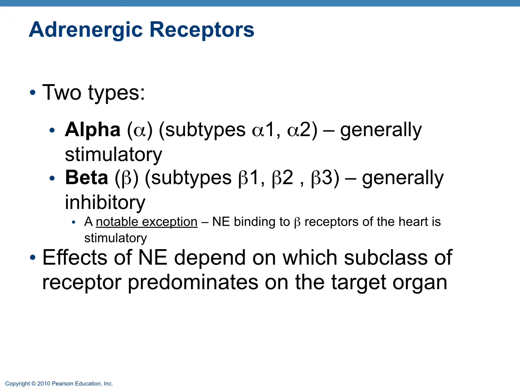For adrenergic receptors, we have alpha and beta, and there are some subtypes. So alpha 1, alpha 2, beta 1, 2, and 3. I'm not going to get too much into the subtypes. I really won't talk about those. But the alpha adrenergic receptors are usually stimulatory, and the beta are usually inhibitory. There is a specific notable exception. When norepinephrine binds to beta receptors of the heart, it's stimulatory. Again, beta receptors are usually inhibitory, so at the heart, though, it's stimulatory.